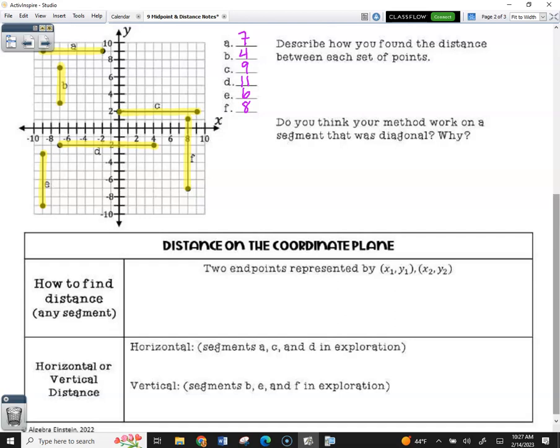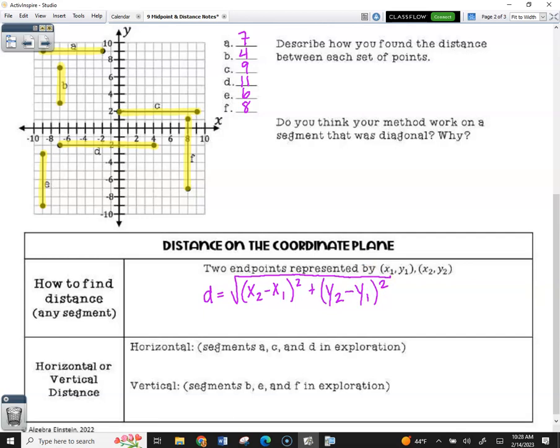All right, here is the distance formula. It is a very long radical. It's parentheses x sub 2 minus x sub 1, close parentheses squared plus parentheses y sub 2 minus y sub 1, close parentheses squared.